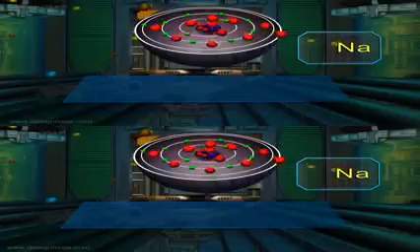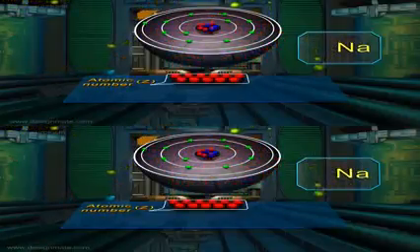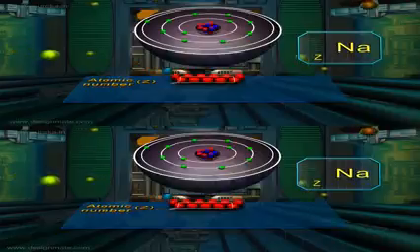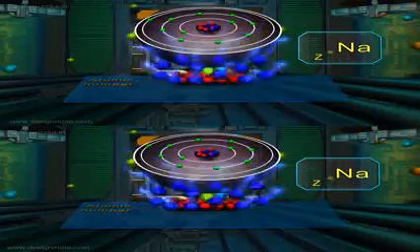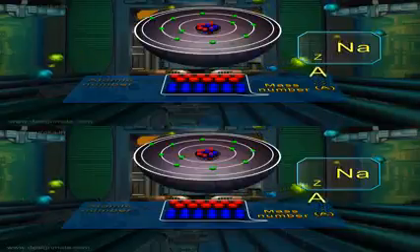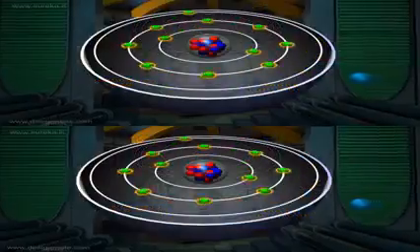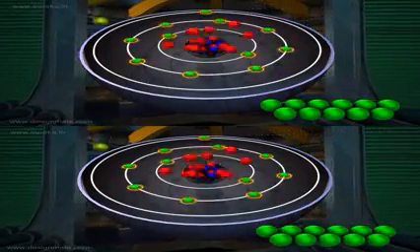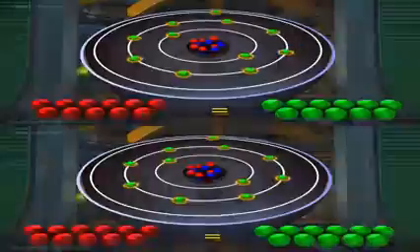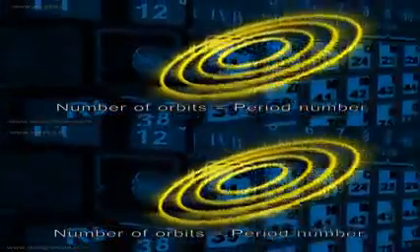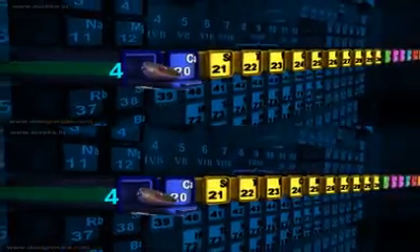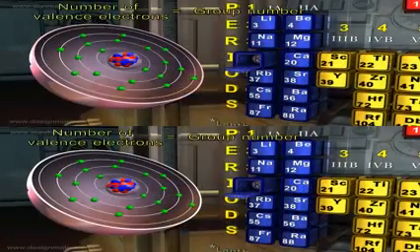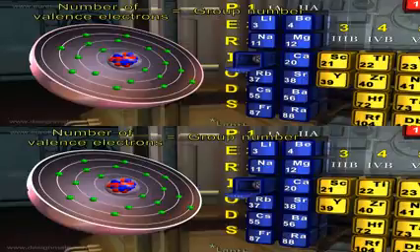Summary: We've seen that the number of protons present in the nucleus of an atom denotes its atomic number, while the sum of its protons and neutrons denotes its mass number. The atom is electrically neutral as it has the same number of electrons as protons. The number of orbits in an atom of an element tells us the period to which the element belongs, while the number of valence electrons decides the group number of that element in the modern periodic table.